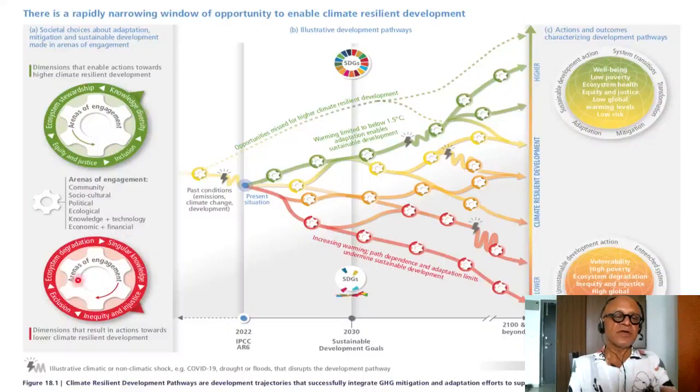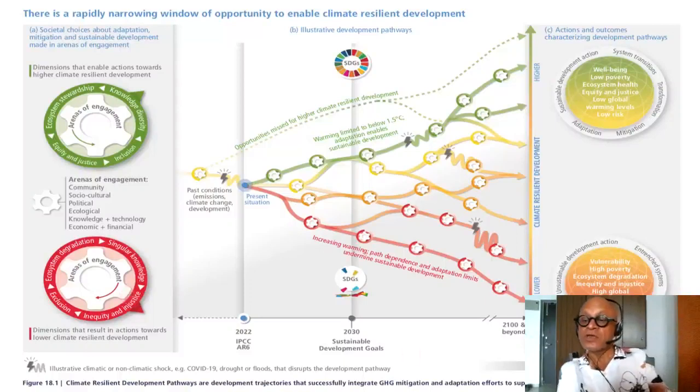Whereas if you go towards arenas of engagement in the actions that lead to lower climate resilient development, then you have ecosystem degradation, singular knowledge, so you don't have knowledge diversity, so elites and dictators and non-democratic systems may dominate the societies. Inequity and injustice will result, leading to exclusion and again feeding back to ecosystem degradation. So this is a loop that's going to lead you to a world of vulnerability, high poverty, ecosystem degradation, inequity and injustice, high global warming levels and high risks with maladaptation, unsustainable development action, entrenched systems and rising emissions.